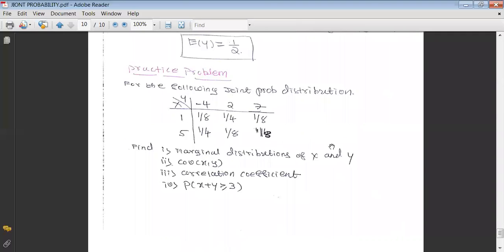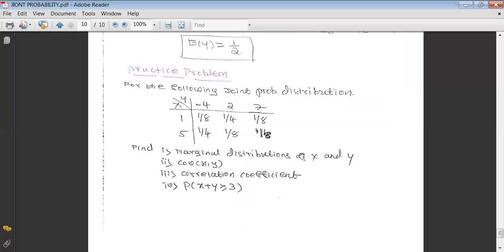And this is one problem. Try to work out this. We titled it as a practice problem, and they have given the joint distribution of the two variables x and y. In this case, x takes the values 1 and 5, y takes the values -4 to 7. Here we are required to find the marginal distributions of x and y, covariance of x and y, correlation coefficient between x and y, and the probability that x plus y is greater than or equal to 3. These can be calculated using the reference of the previous set of problems.